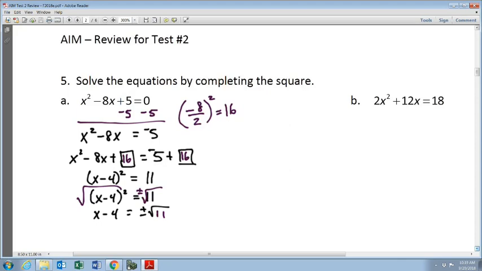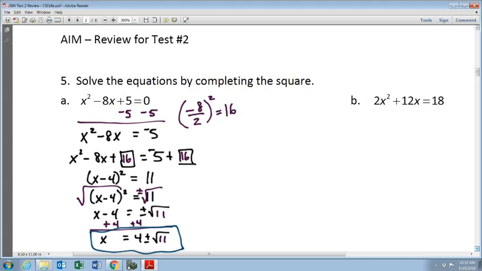Now, to get x by itself, we still need to add 4 to both sides. And so in our final answer, we're going to get x on the left. And again, let me go ahead and fix that, and I'll make that an 11. And so our final answer is going to be 4 plus or minus the square root of 11. Notice I could have put plus or minus square root of 11 and then the plus 4, but we normally like to put a number on each side of the plus and the minus sign.